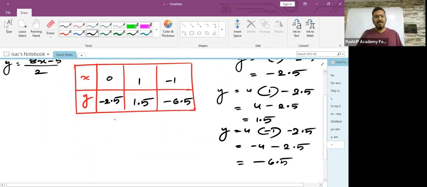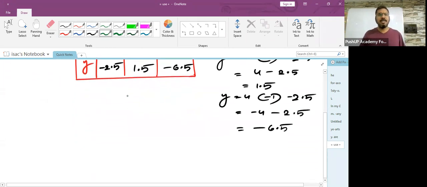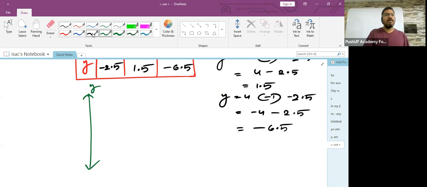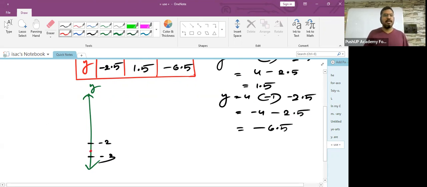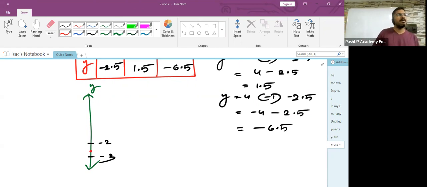Let's do it. Children, don't get disturbed by seeing this minus 2.5, 1.5, minus 6.5. You all know where it is going to come, isn't it? If this is your y-axis, where will you get minus 2.5? In between minus 2 and minus 3. Exactly in between minus 2 and minus 3, you will be getting minus 2.5. Make sense? Sarah, Asra, is that clear?